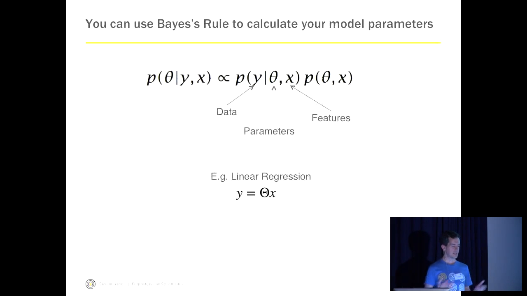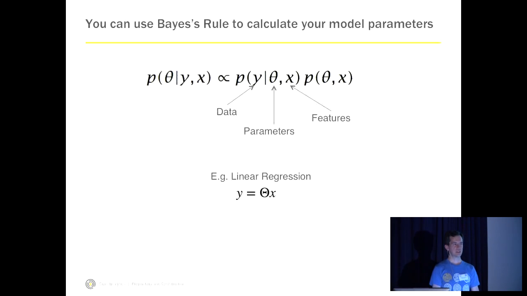Taking a slightly closer look at this, in the center part of Bayes' rule, you have this p probability of y given theta and x. Here, y is your outcome. This is what you've measured about the world, your target, your outcome variable. The x is your features. That's what you know about the examples going in. And theta represents the parameters of your model.